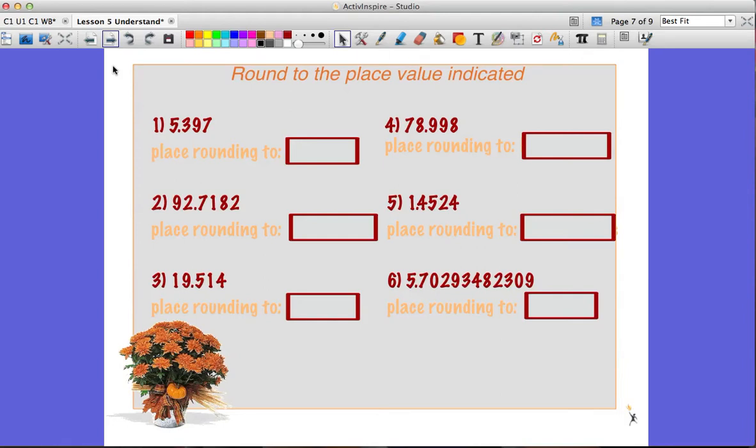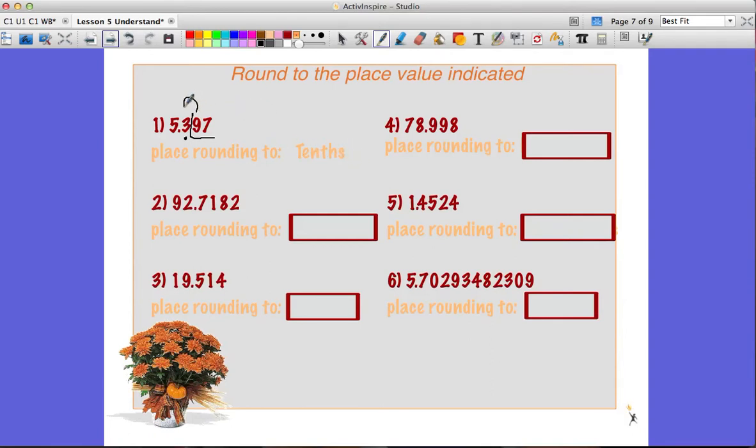All right, so what we're going to do here is the same thing that we did last time. And we're going to look at what place we're rounding to. In this case, we are rounding to the tenths. So I put a dot under my 3 because that is the tenths place. And everything else goes into the box. Everything to the right goes into the box.